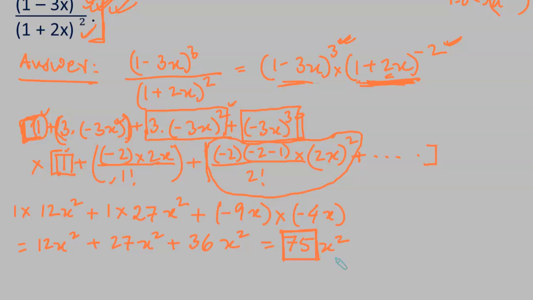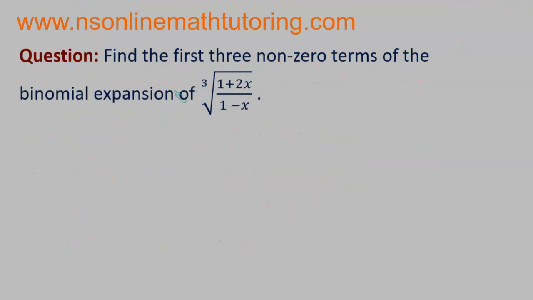Okay. So since we are done with the first question, let us move on to the next question. Now this says, find the first three non-zero terms. That means there will be some zero terms also, terms which will be equal to 0, of the binomial expansion of this part. So let's start with our answer.